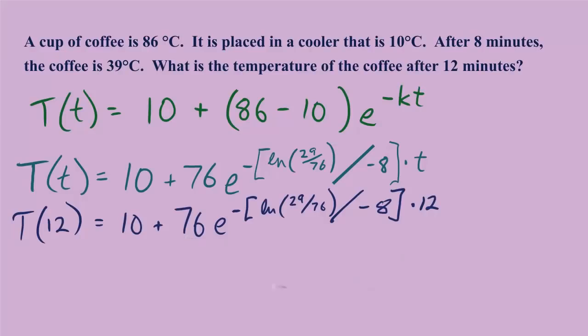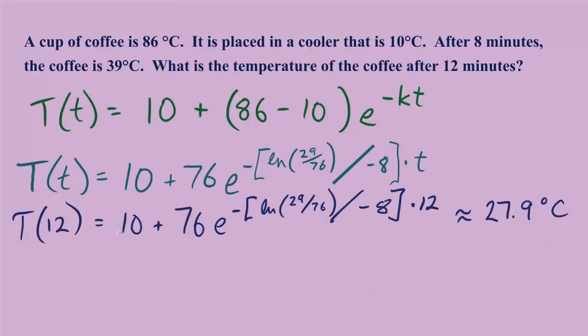I'll put this entire expression into the calculator. Be careful about order of operations and using all the parentheses to make the calculator do the operation exactly the way we want it to. I come up with a value that is approximately 27.9 degrees Celsius.